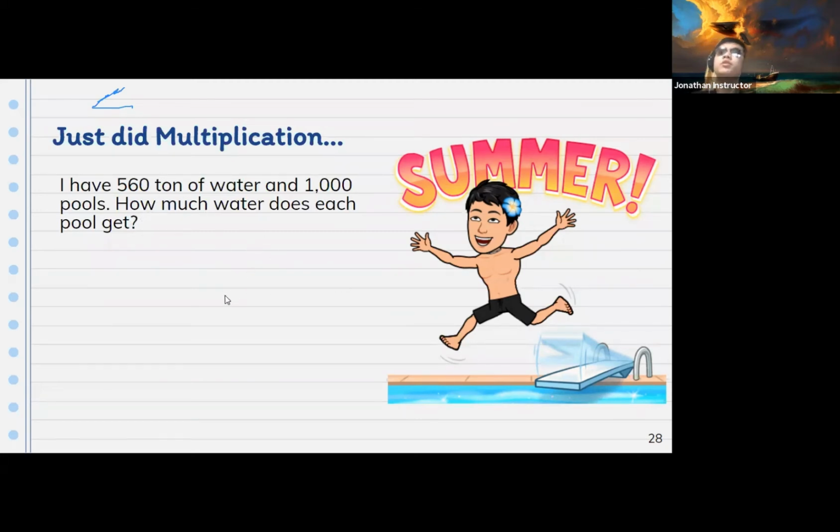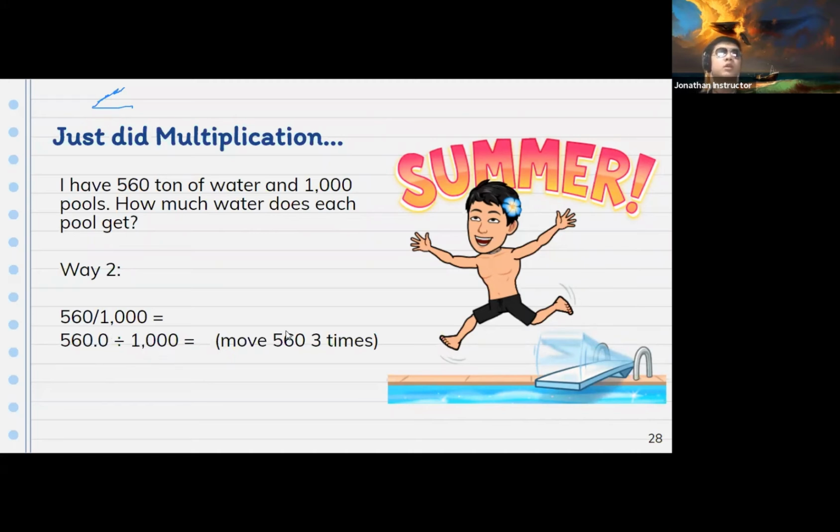So way 2, what is the second way that we can solve this problem? Obviously we have 560 divided by 1,000. Because I showed you how to multiply, we started by multiplying by 10, then by 100 and 1,000. So let's first divide by 1,000. So it's 560.0 divided by 1,000.